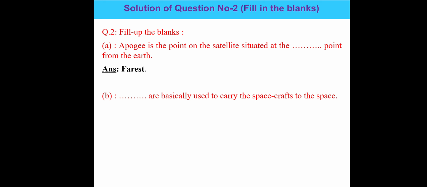Dash are basically used to carry the spacecraft to space. So launcher or launch vehicles are basically used to carry the spacecraft to space.